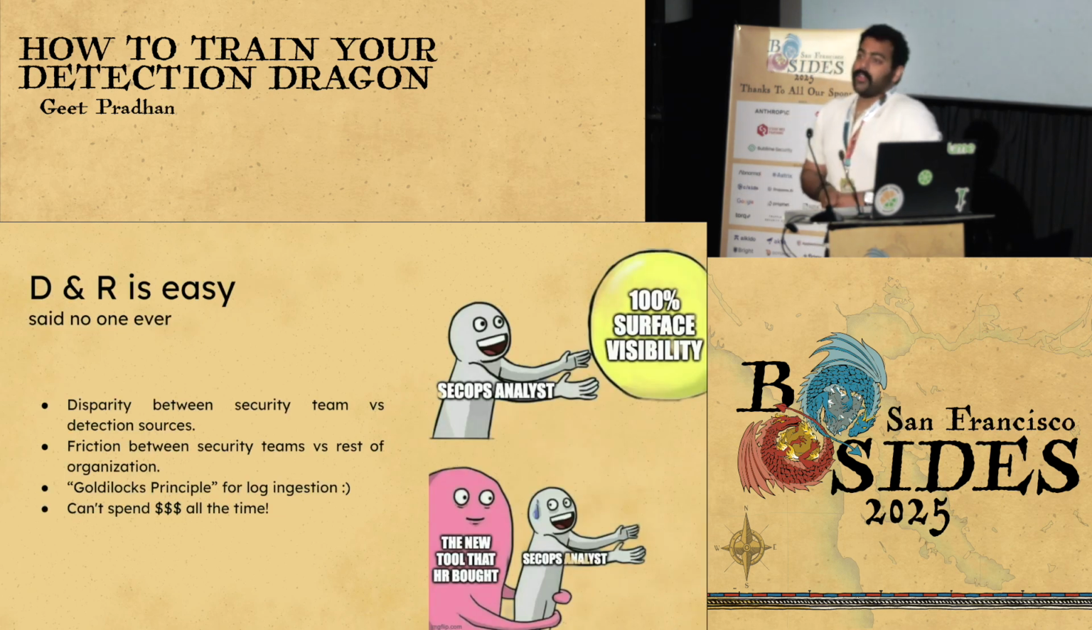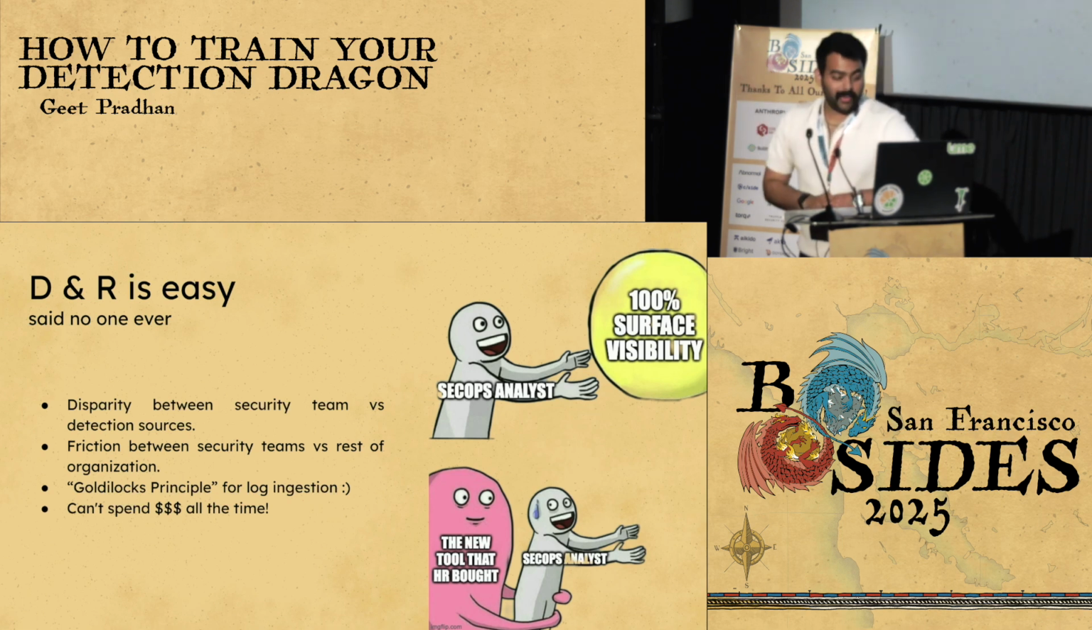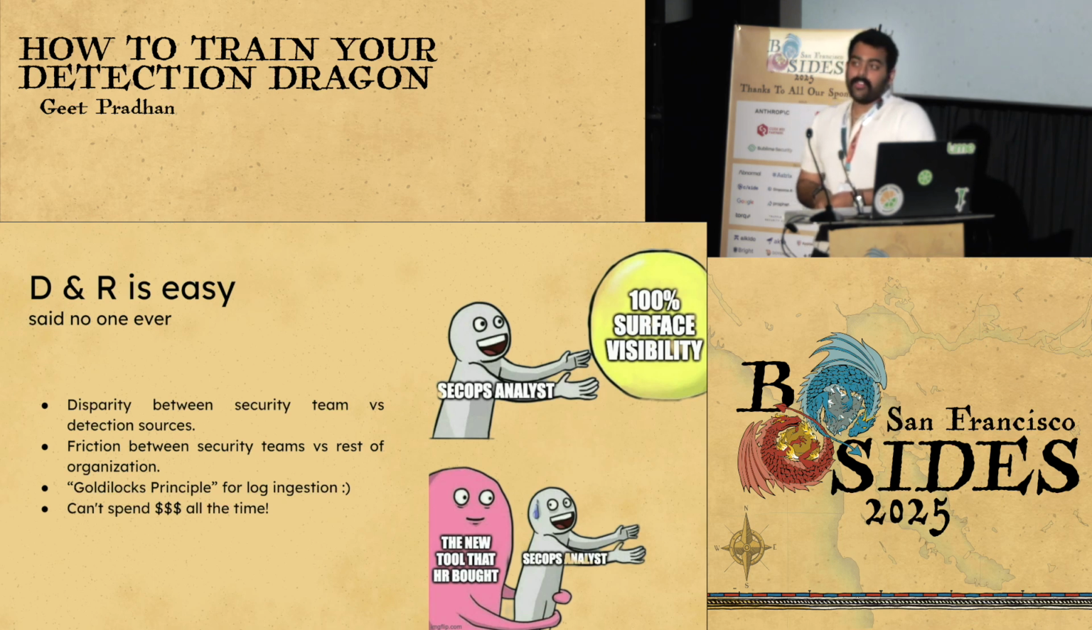Now, detection response is easy, said no one ever, right? As this meme says, there's always something happening. There's always a disparity between a security team and the number of new products and new tools that are out there. There's always a little bit of friction between the security team and the organization. I don't know if any of you have solved that, but if you have, 12 o'clock, let's meet outside, teach me everything. There's also a really cool principle called the Goldilocks principle, which we'll get to later on.